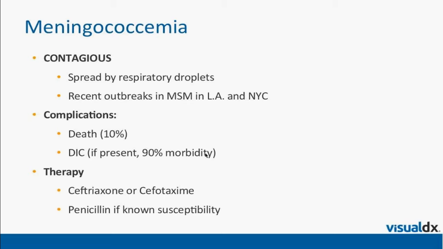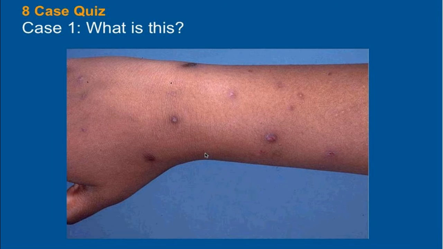Complications, of course: the mortality in uncomplicated meningococcemia is 10%, and in the presence of DIC is upwards of 90%. The therapy needs to be given very early, ceftriaxone or cefotaxime if you're not sure of the susceptibility, and then penicillin if you're sure of the susceptibility.